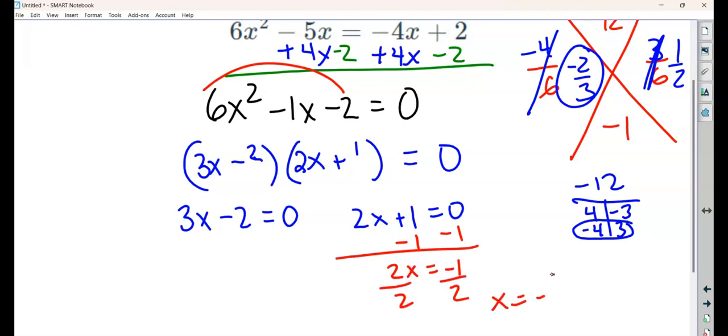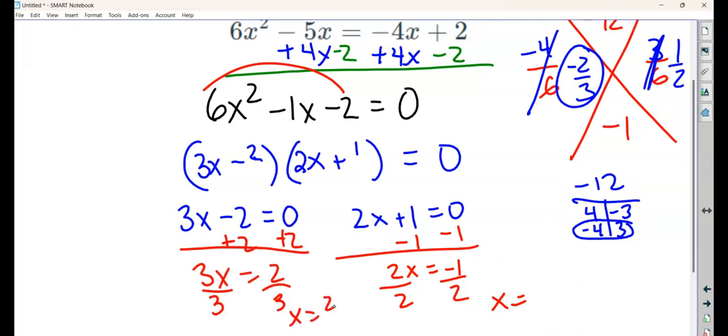X is either negative 1/2, which again, opposite sign of our factor, and 3x equals 2, so x is 2/3, which again, opposite sign of our factor, so we know we did it right. So our answers are positive 2/3 and negative 1/2.